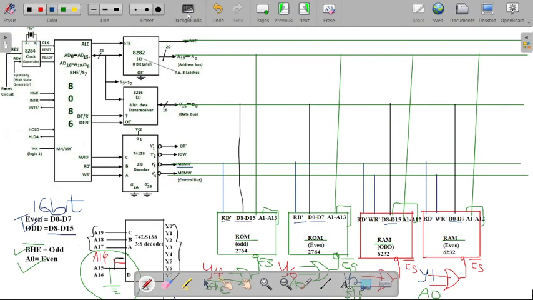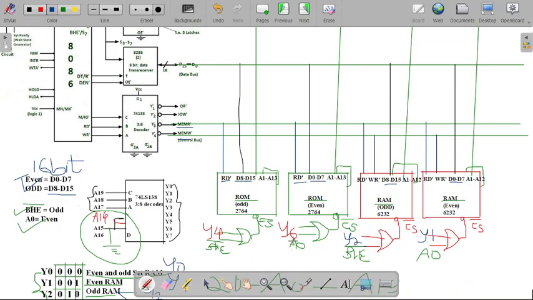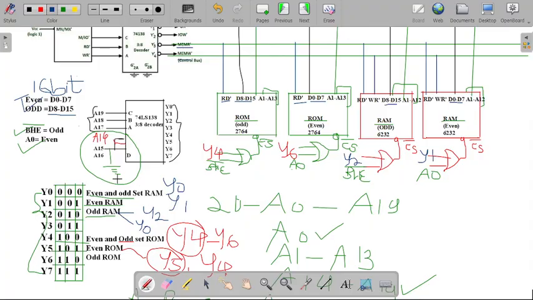So here in that memory interfacing diagram, first of all, we have to give the connections for the read signal, write signal, data lines, address lines, and with the help of this OR gate and our even and odd set of memory banking, we are selecting these even and odd memory lines. Our A0 and the bus high enable signal will be connected to our even and odd set of memory bank respectively.